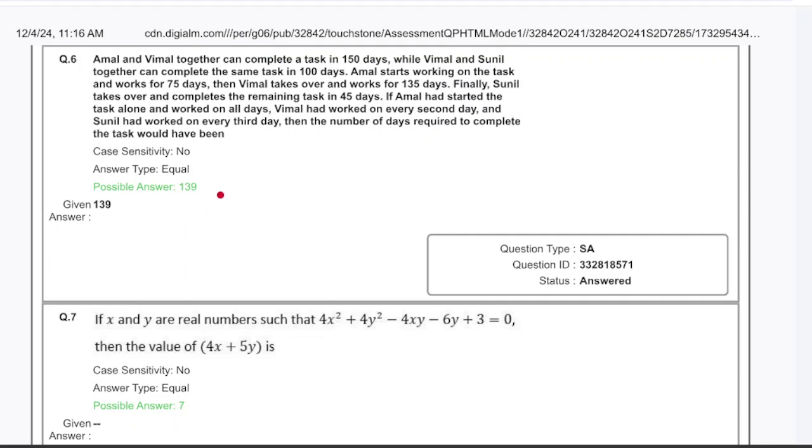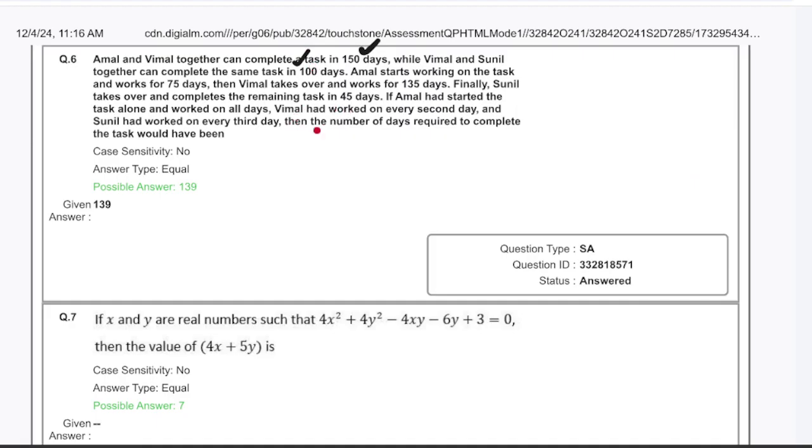CAT 2024 QA slot 2 question number 6. Now this question was from time and work, that is arithmetic. It says Amal and Vimal together can complete a task in 150 days. Then Vimal and Sunil, they can together complete the same task in 100 days.